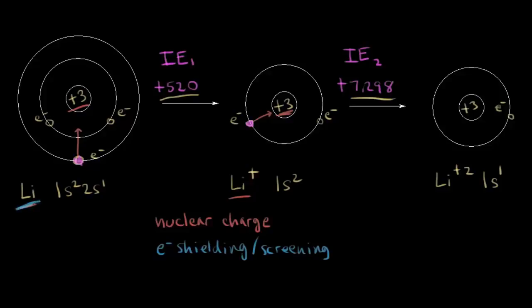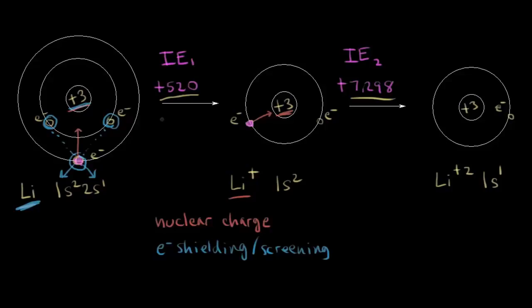So going back to the neutral lithium atom, these two inner shell electrons are going to repel this outer shell electron. So this one is going to repel this one as well. And so you could think about it as they screen the electron in magenta from feeling the full force of the positive 3 charge in the nucleus, because electrons repel other electrons.